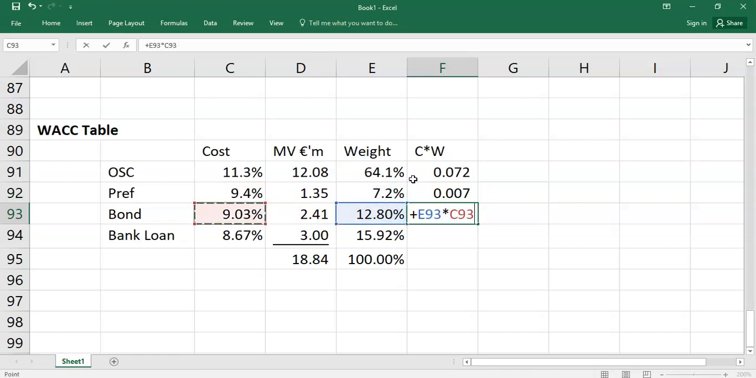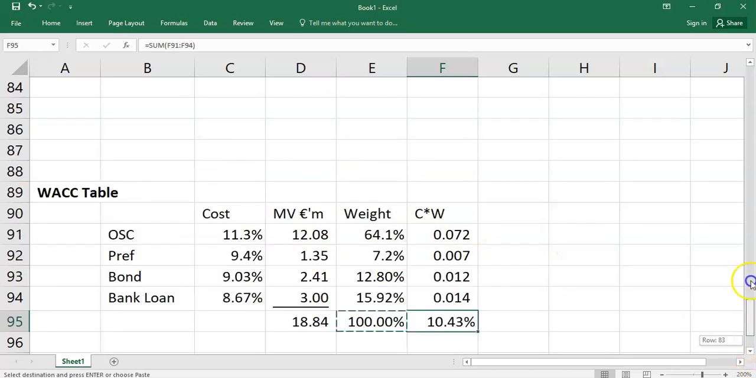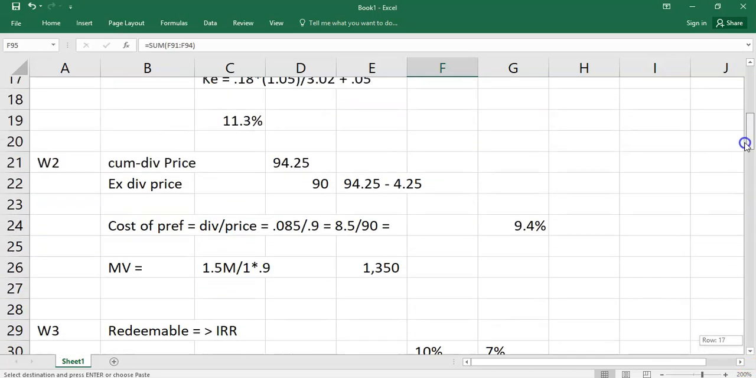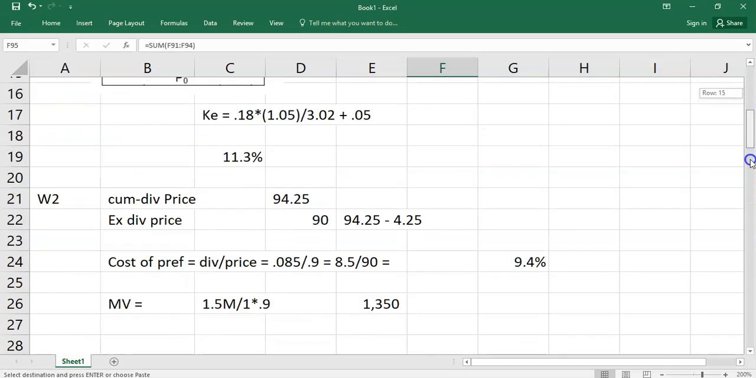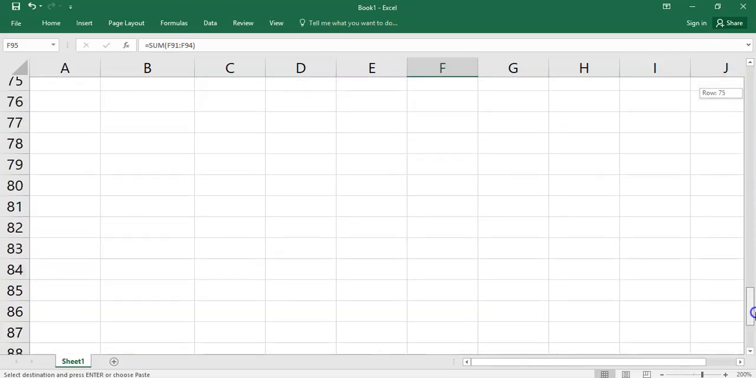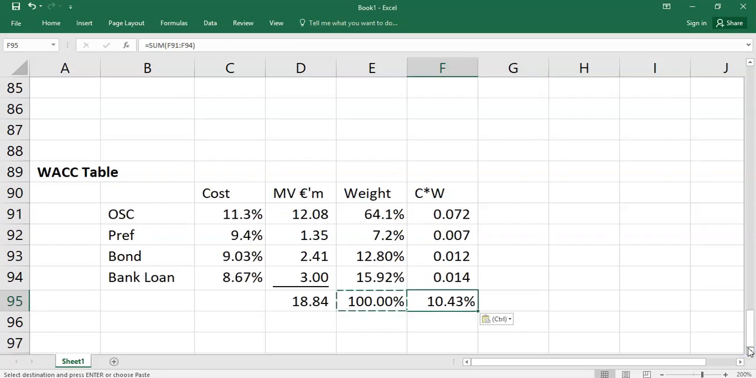So the cost times the weight for each one, and you tot them up. So the cost times the weight, like we've done before, each one, and you tot them up, and your WACC is now, if I put it in percentages, 10.43. It previously was 10.76 up here, but because I brought in a cheaper source of finance, that is bringing the weighted average down. So that's the benefit of bringing debt into your capital structure. And we covered capital structure in Cap 1 Finance as well. It's lowering your overall WACC. So that's your 4 marks.